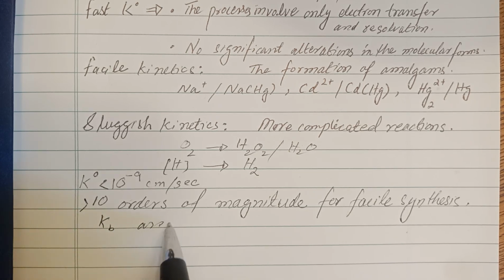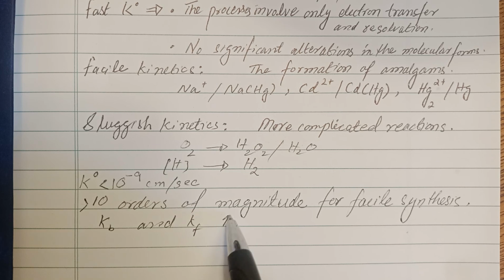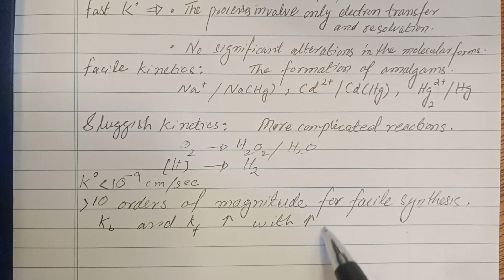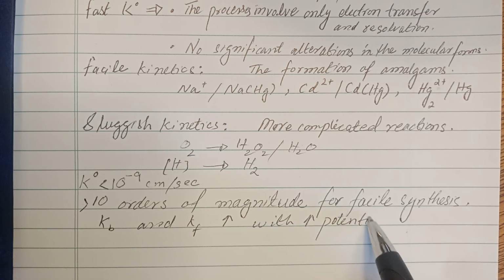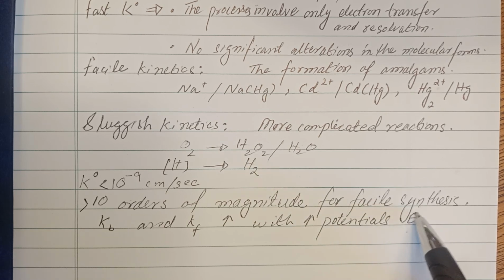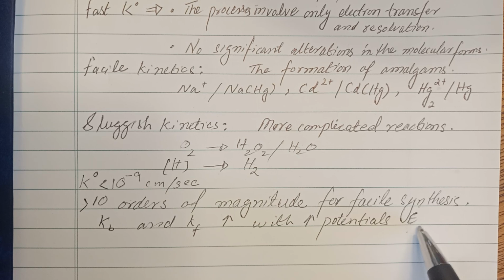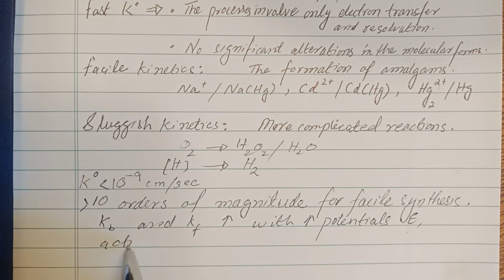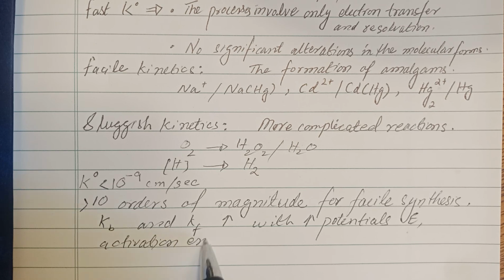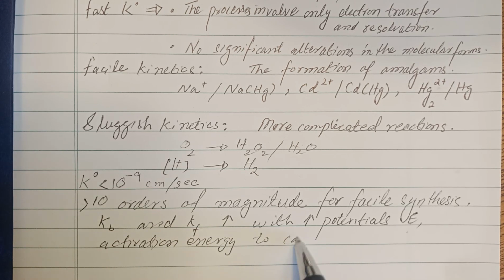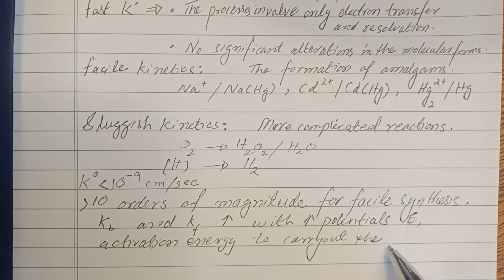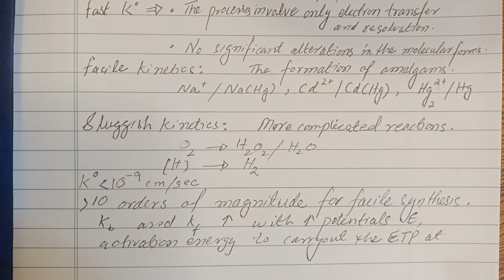Here one thing needs to be mentioned, that the values of backward and forward rate constants can be increased by applying higher potentials, as this potential acts as activation energy to carry out the electrochemical reactions or the electron transfer processes at higher rate.